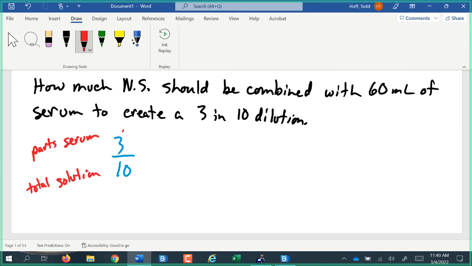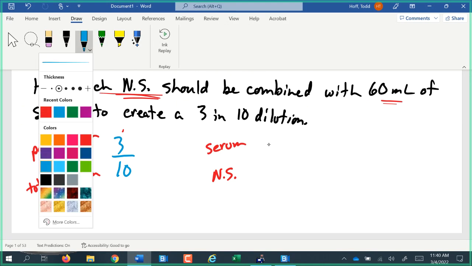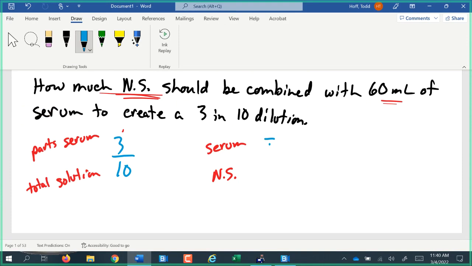And we want to know how much saline, how much water should be combined with that 60 milliliters of serum. So what we want here is a relationship between the serum and the water, the saline. So we're looking for that serum to saline ratio. There's still 3 parts serum. If there's 10 total parts, minus the 3 parts that are serum, that leaves us with 7 parts saline. So this is a 3 to 7 ratio is the one we're looking at to solve this problem.